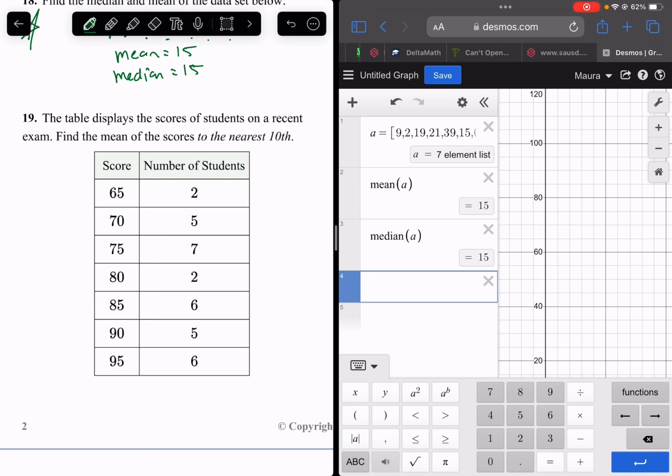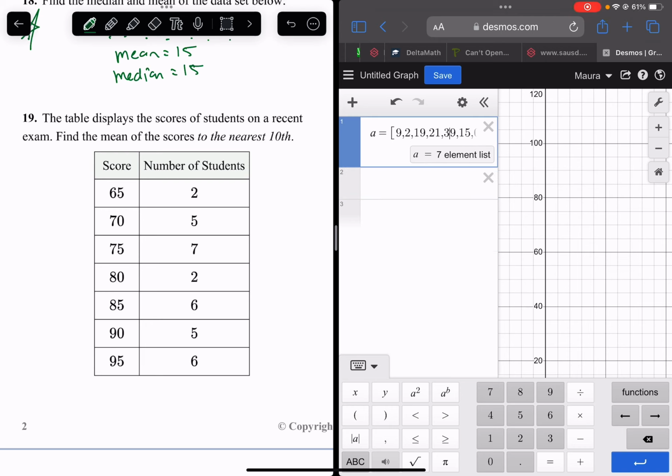Alrighty. So now they are asking us to calculate the mean from a data table. This is actually a frequency table. They gave us the scores and then the number of students that received that score. If we want to use Desmos to find the mean, we have to plug all these values in, and we have to put in the appropriate number of each. So if I had 2 students that got a 65, I need to type 65 in twice.